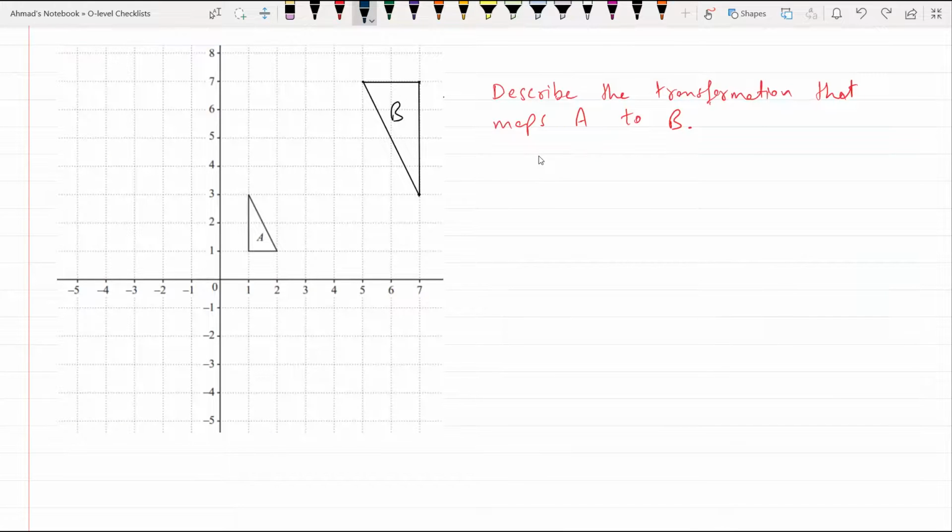अच्छा, so let's say you have this figure A and B. You have to describe the transformation that maps A onto B. How do you do this? आपको नजर आ रहा है कि the size is changing, so this is going to be enlargement. That much we understand. However, we have to describe this enlargement now. So you have to tell two things: what is the center and what is the scale factor.